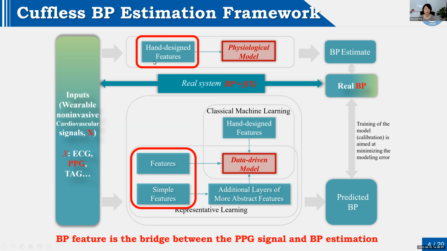Normally we would use hand-designed features and develop physiological models to do the estimation. In recent years, we also try to develop data-driven models, like the deep learning models that our speaker will introduce later. For either of these two models, I think the blood pressure feature extracted from the wearable signals is the bridge between the PPG signal, or other signals, and the blood pressure estimation.